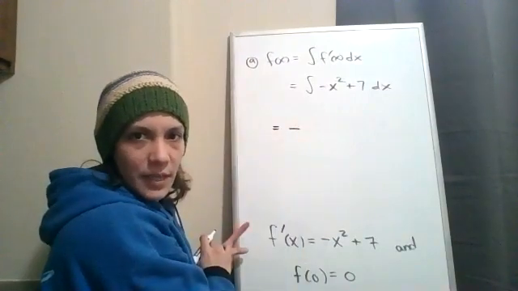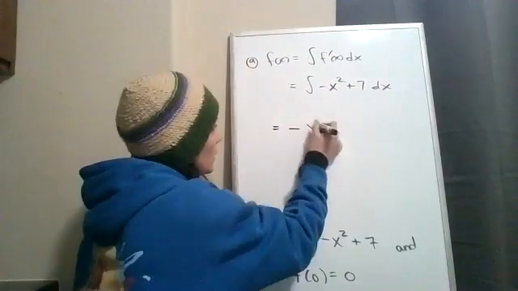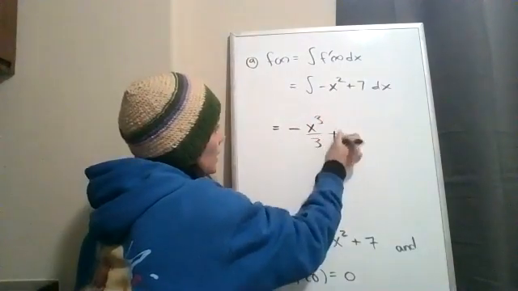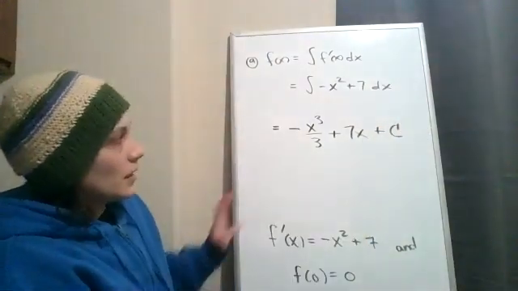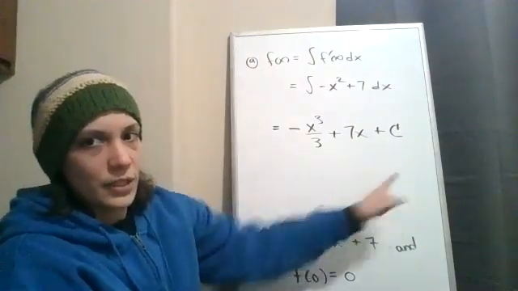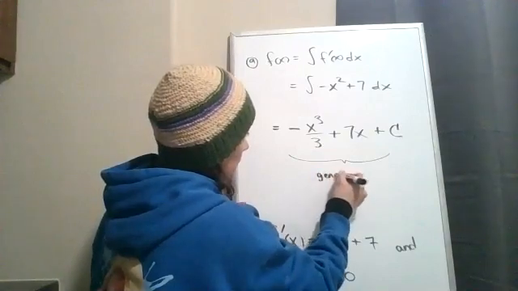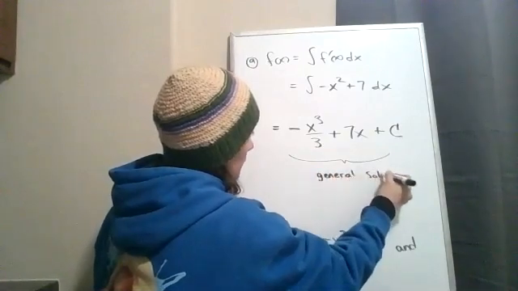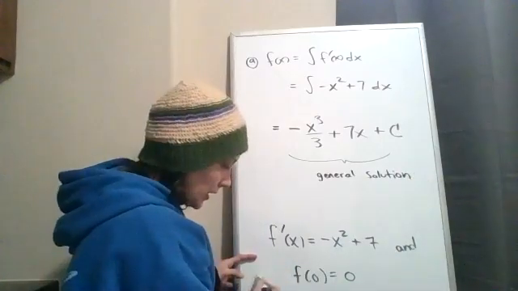Well, it's difficult to type. So negative x cubed over 3 plus 7x add c. So when you don't know what c is yet, this is a general solution. Okay, use your initial condition.